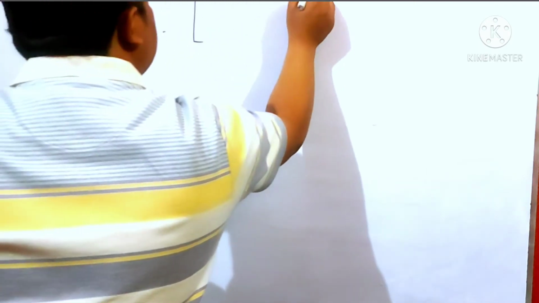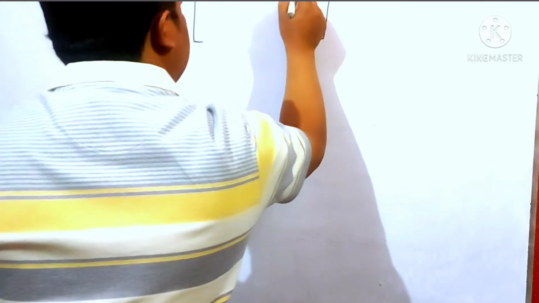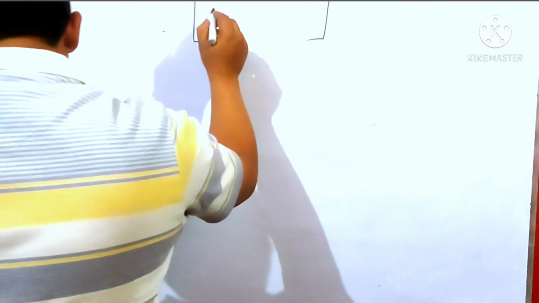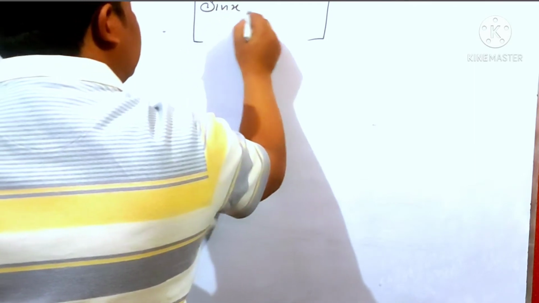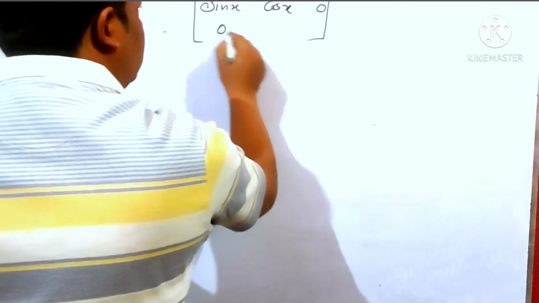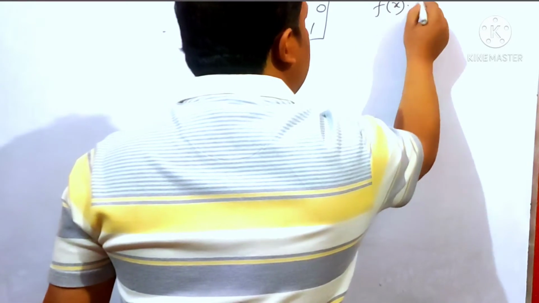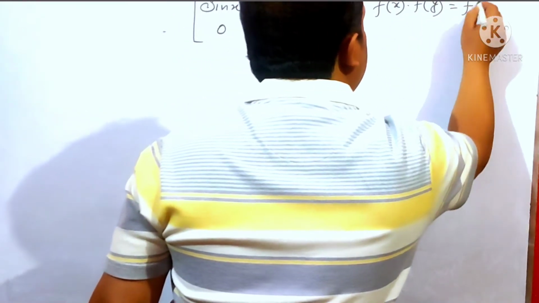Question number 12 also same to same. Now look at question number 13. In question number 13, it is given f of x equal to the matrix with rows cos x, minus sin x, 0; sin x, cos x, 0; and 0, 0, 1. You have to show that f of x into f of y equal to f of x plus y. Just you have to prove this one.